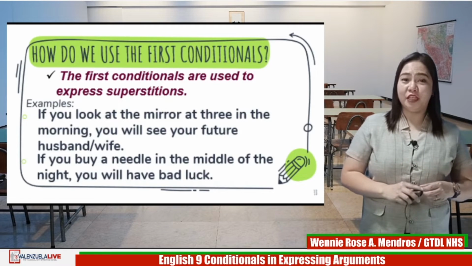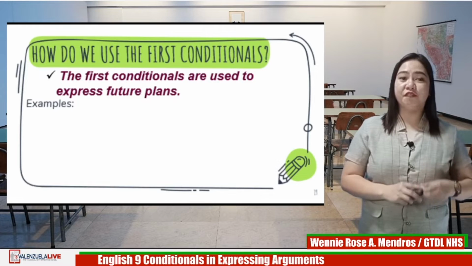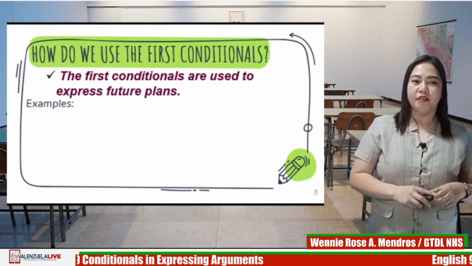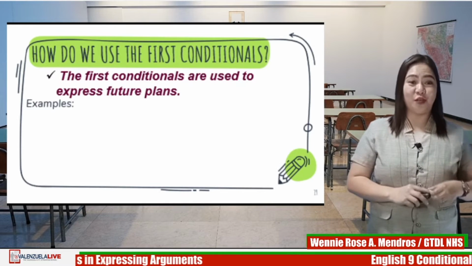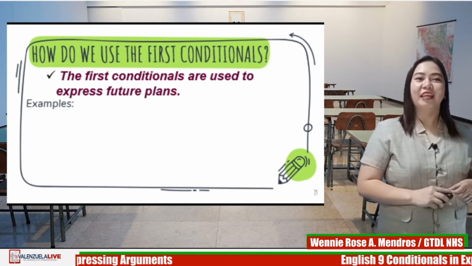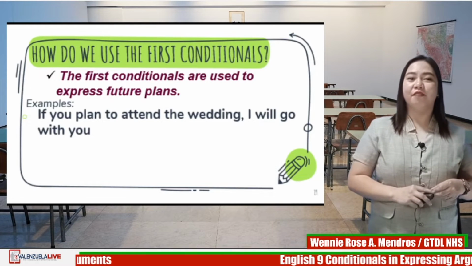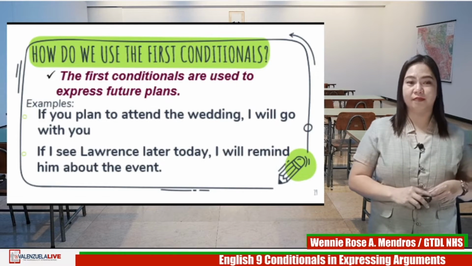Another use of conditionals is to express future plans. You can use the first conditional sentence structure to make plans for the future, if an event or a situation happens first. Here are some examples. If you plan to attend a wedding, I will go with you. And if I see Lawrence later today, I will remind him about the event.